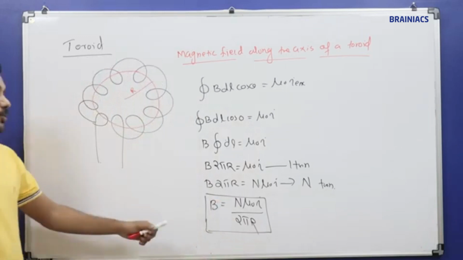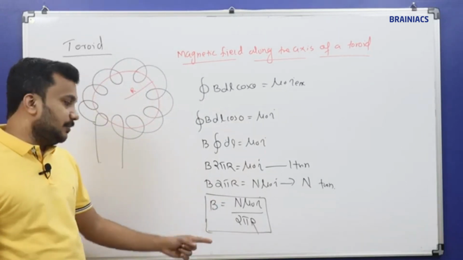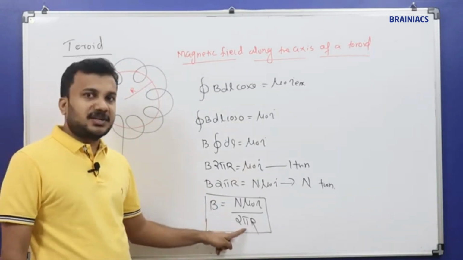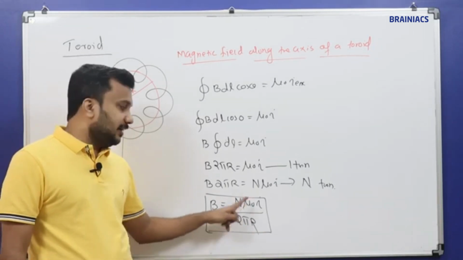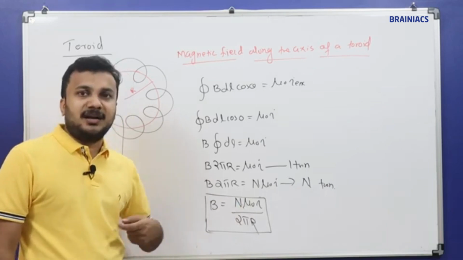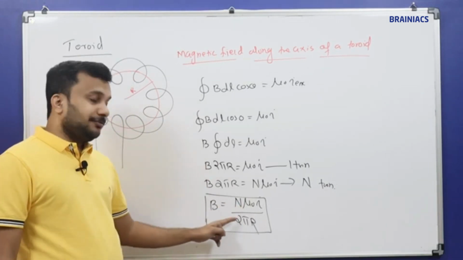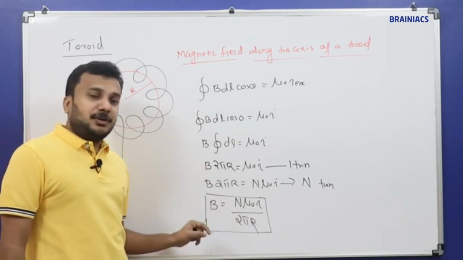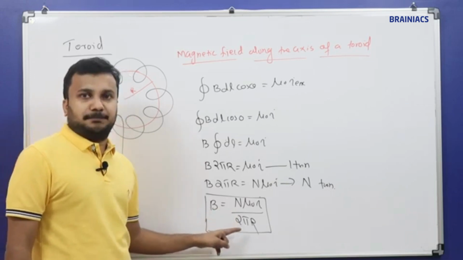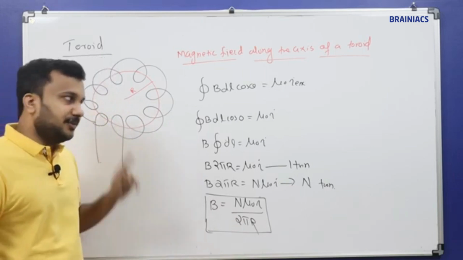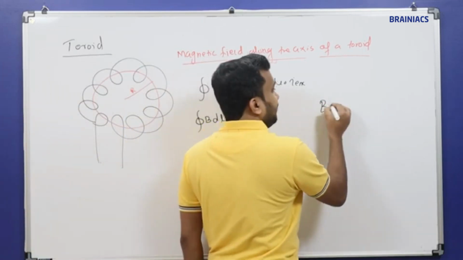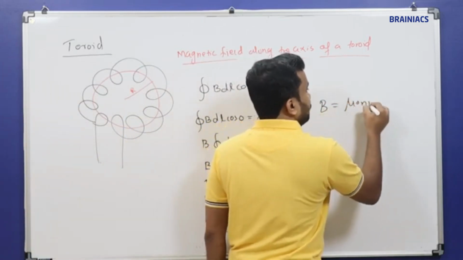If you compare this equation with a solenoid, it is the same. The only difference is that for the solenoid we have written the length L, with N by L written as small n. Instead of length L, what comes in a toroid is 2 pi r. Why? Because a toroid is in the form of a circle. So the magnetic field B is equal to mu 0 times n I.